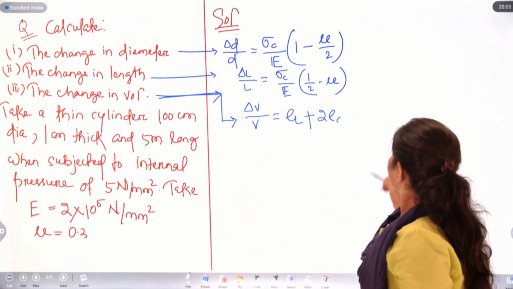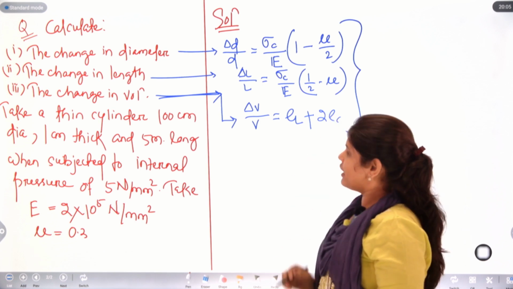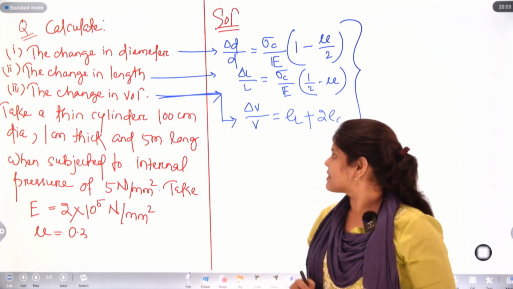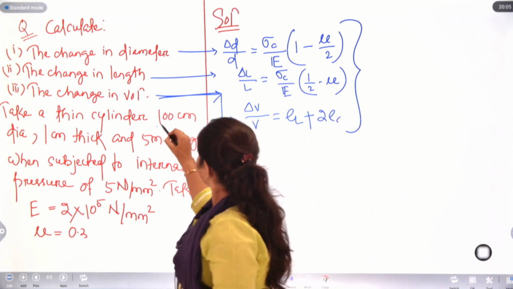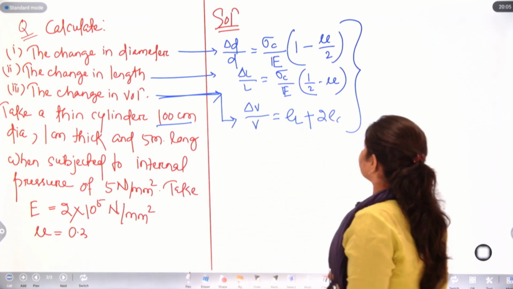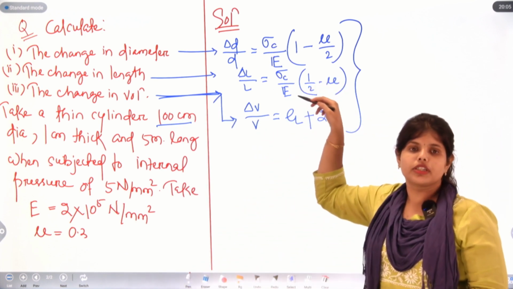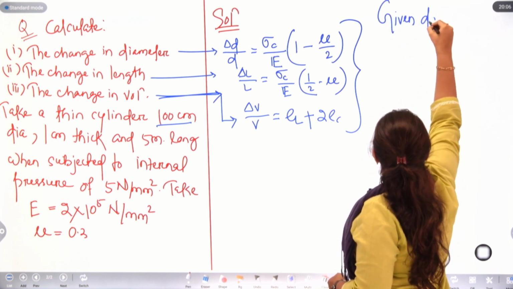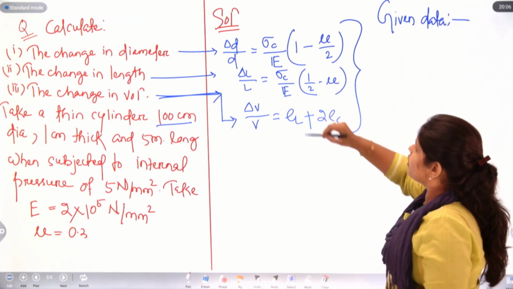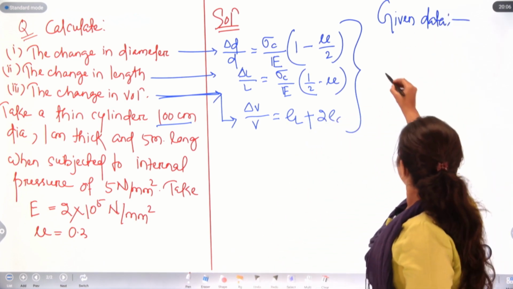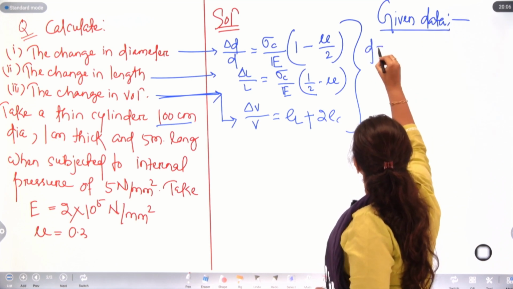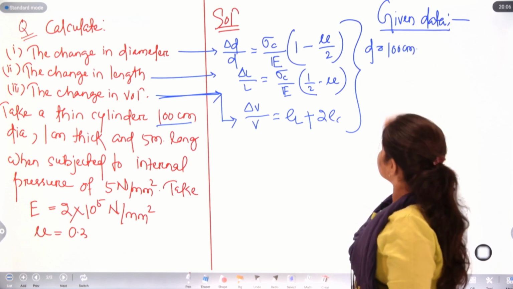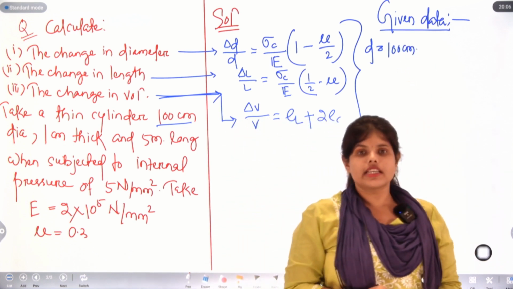So, to use these formulas, we need the data in this question. The question says take a thin cylinder of 100 centimeter diameter. Before using these formulas we need to write the given data. In the given data, we have our diameter, small d, taken as 100 centimeter, and next given is 1 centimeter thick.